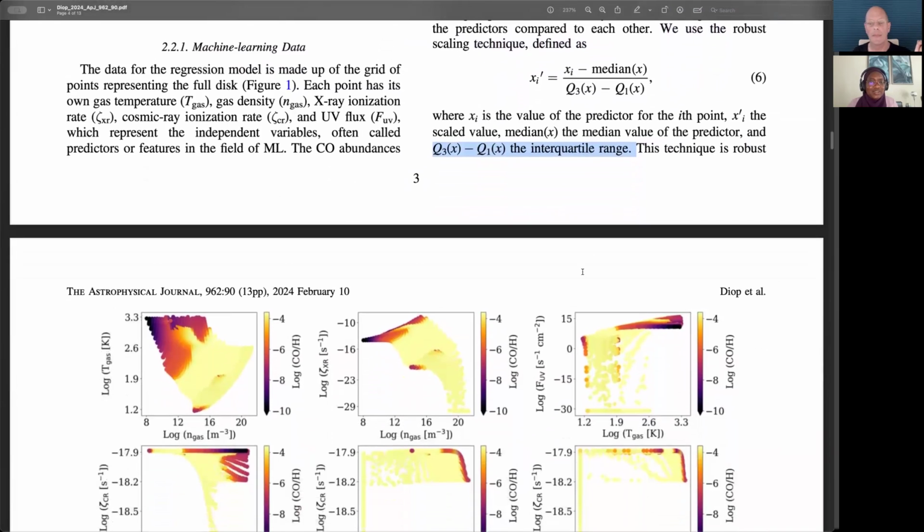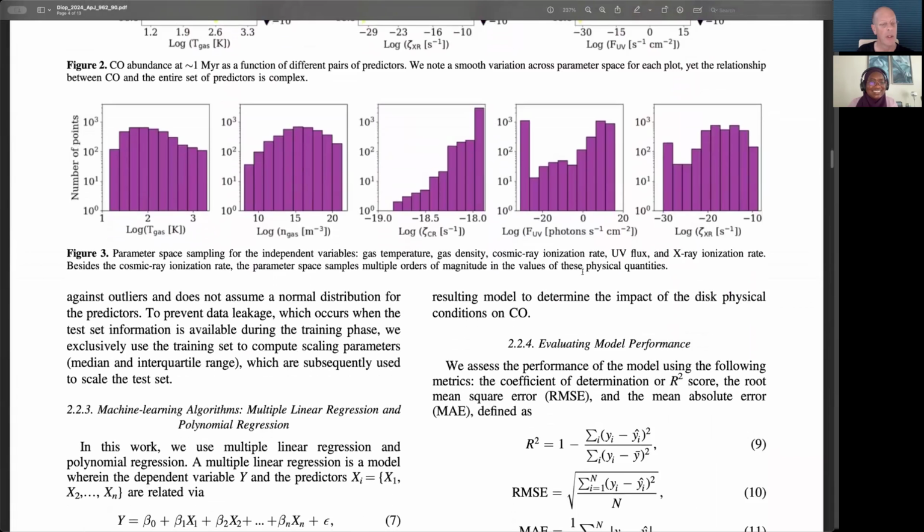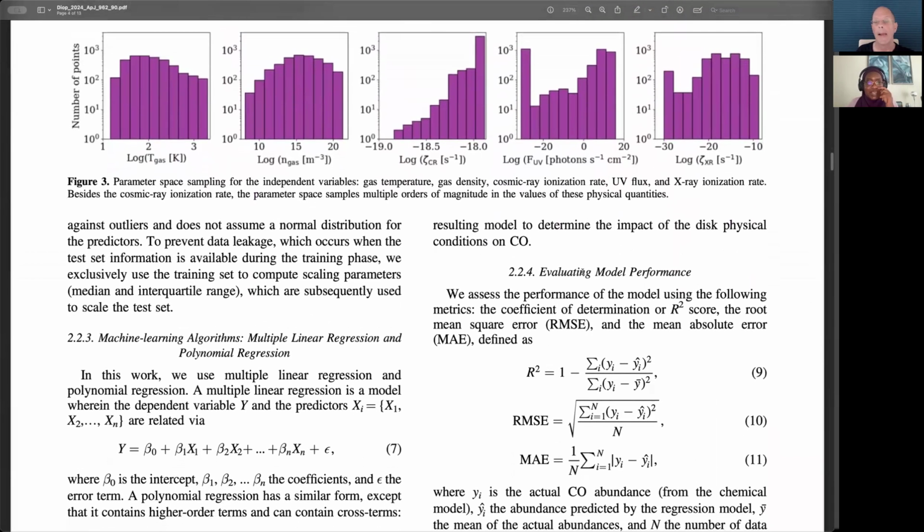Yeah, so we can go to the next page now. Sure. Figure 3. Yeah, thank you. Figure 3 is another figure showing the spread that we have in our physical parameters. So we can again see the large spread of conditions that we cover.